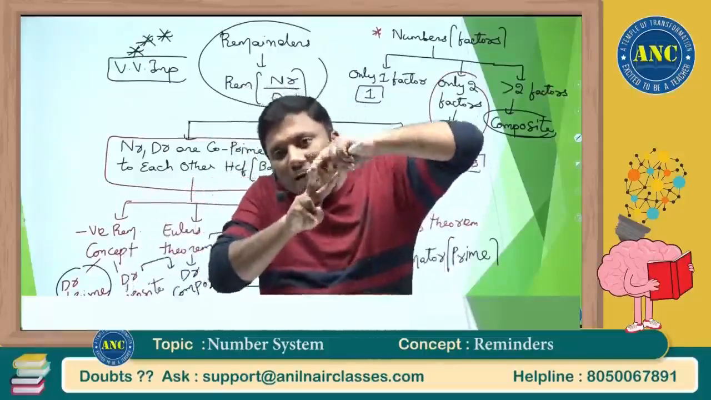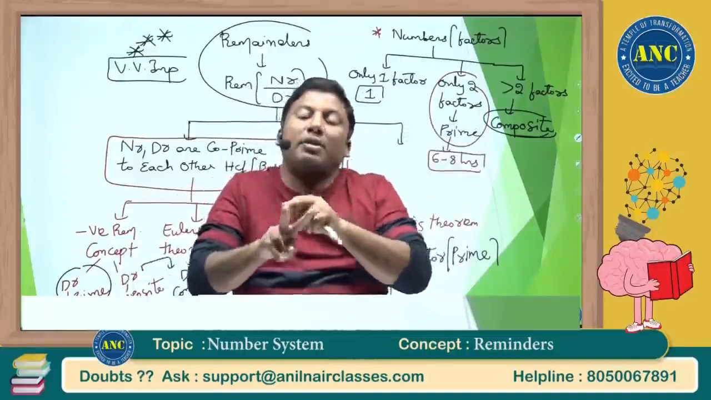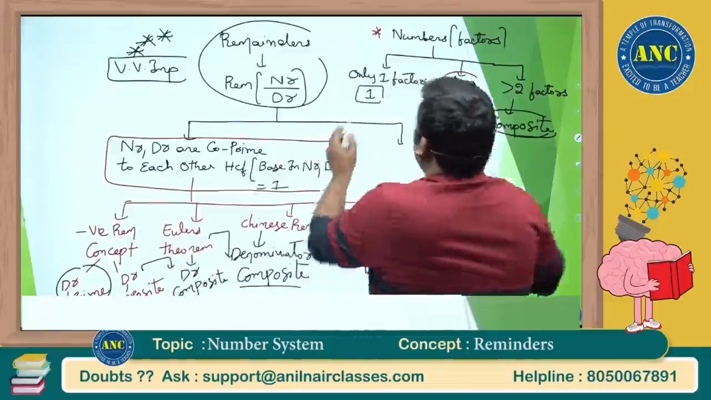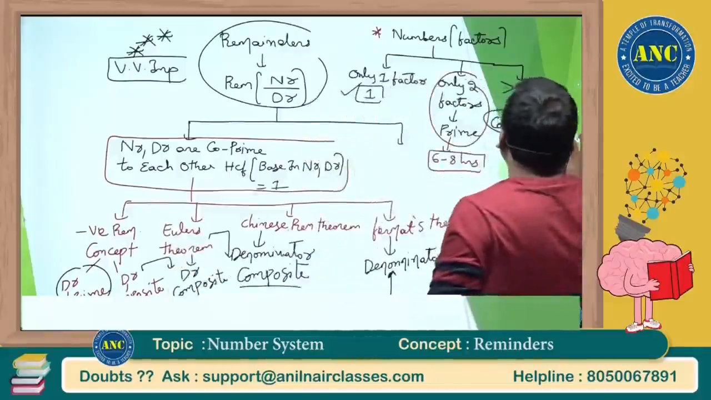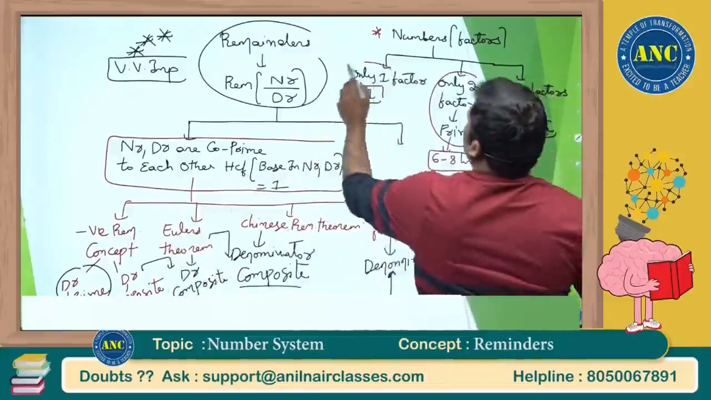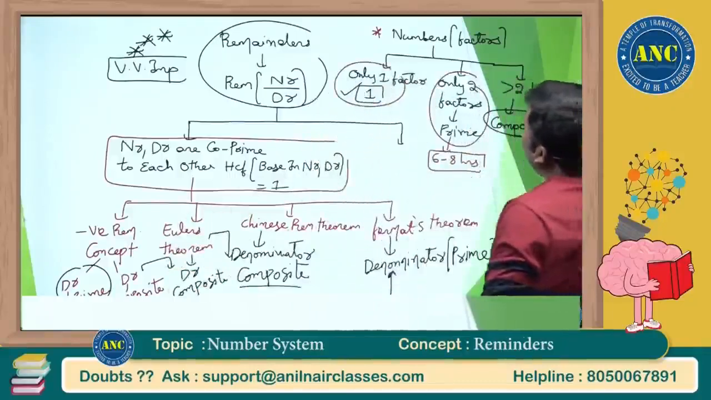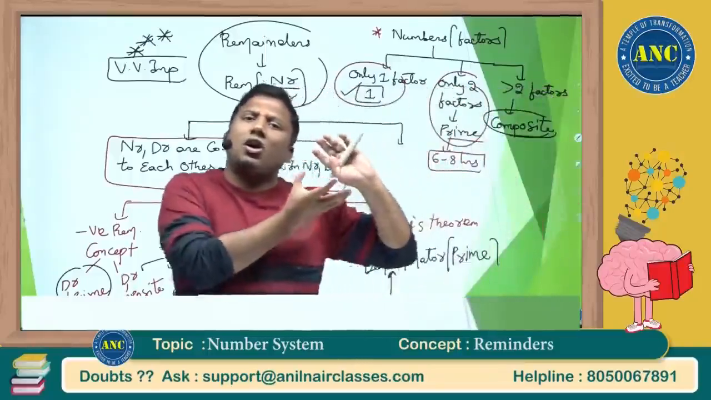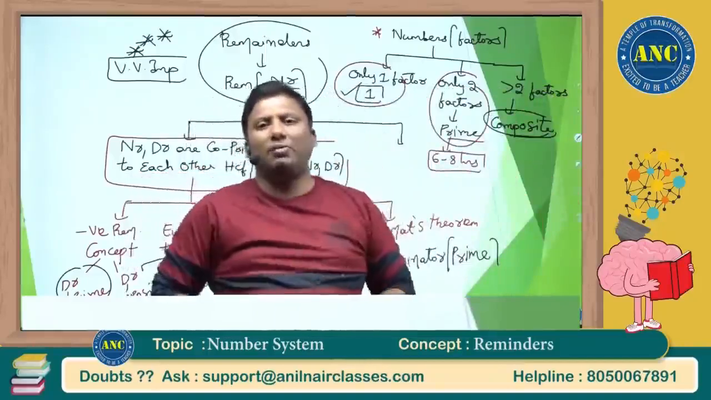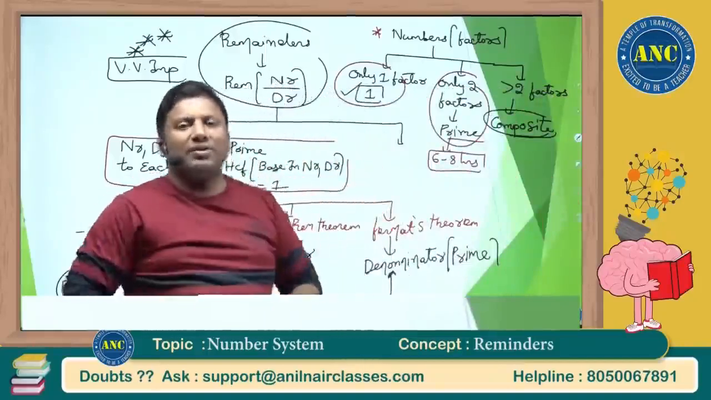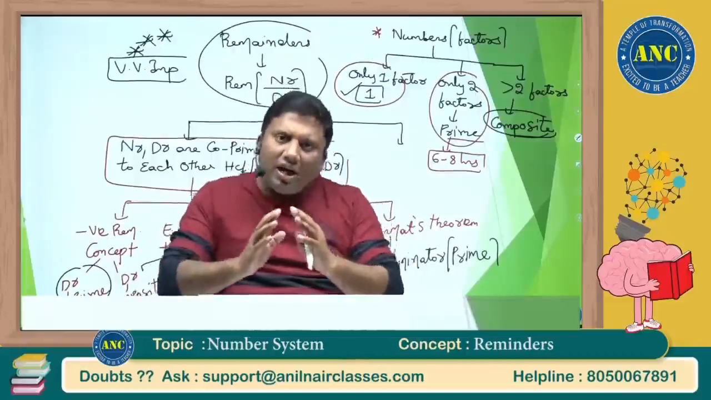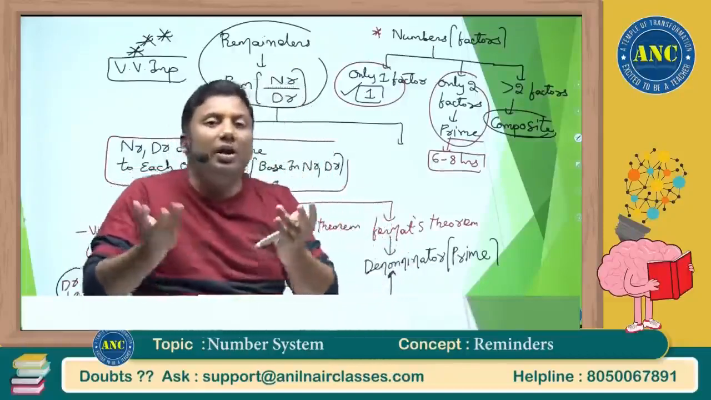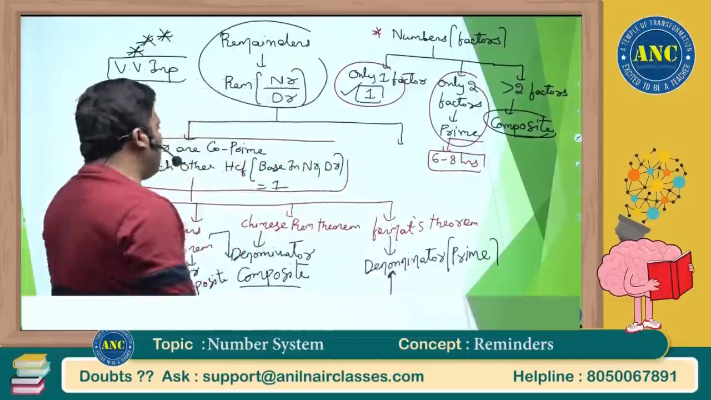If numerator and denominator are co-prime to each other, and the denominator is 1, then it is called a natural number. So we are first understanding what are all the cases that are possible for a denominator. Denominator can be 1. If the denominator is 1, then it is called a natural number. The denominator can be a prime number, or the denominator can be a composite number. So 2 cases will arise.